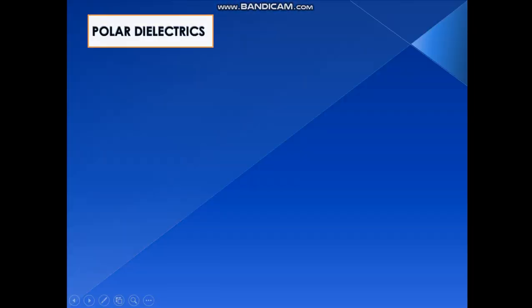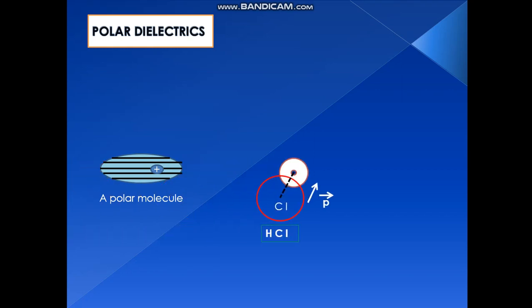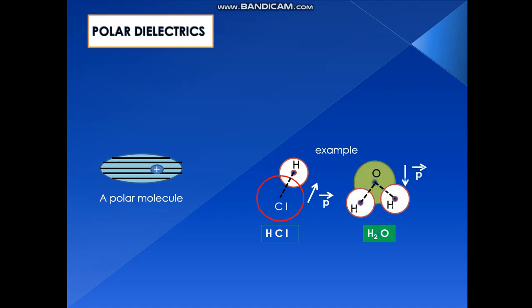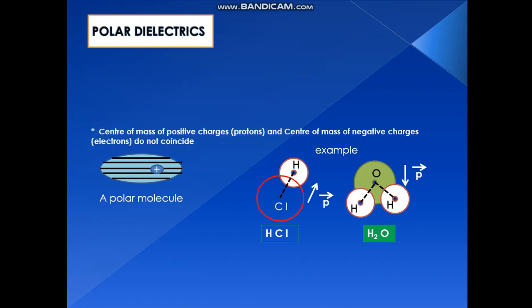So we have a polar dielectric. As the name suggests, it has poles. So that's the symbol of a polar molecule. Example HCl. You have the dipole moment from the negative chlorine to the hydrogen positive. Then another example is water, H2O, where oxygen is negative, hydrogen is positive, and P is directed from negative to positive.